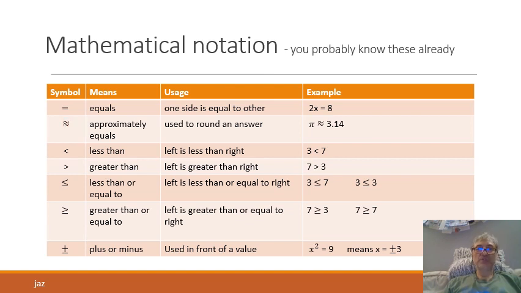Wiggly equals to denote approximately equal to, like pi equals 3.14 approximately. We've got less than, greater than, less than or equal to, greater than or equal to, plus or minus. I hope you're familiar with all of those. Just a note with less than or equal to, that 3 is less than or equal to 7 and 3 is less than or equal to 3. And likewise for greater than or equal to.